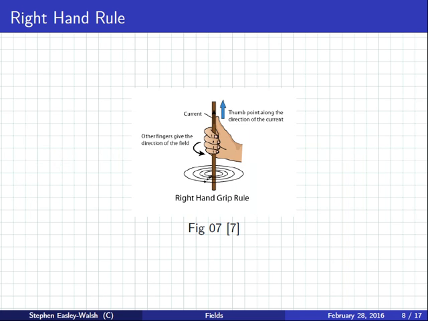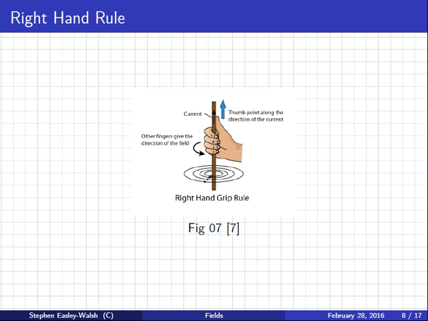So if you have a current, what you do is you hold the current and put your thumb in the same direction as the current. So if the current is going up, we hold it like this. And if the current was going down, you would hold it like this. Okay? The way your fingers are curved is the direction of the magnetic field.